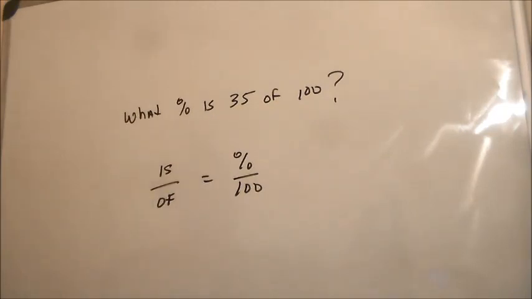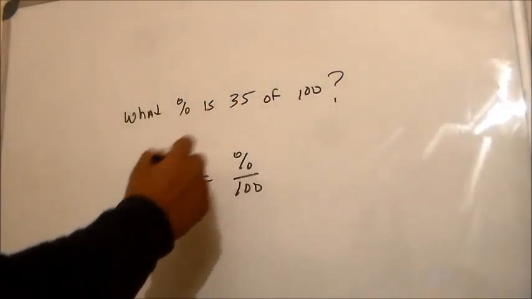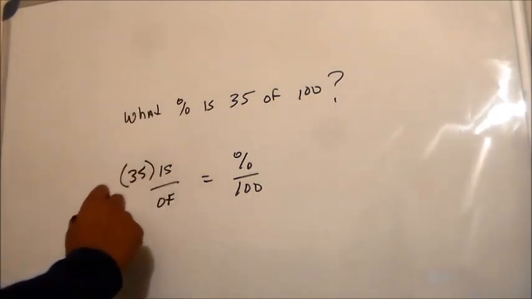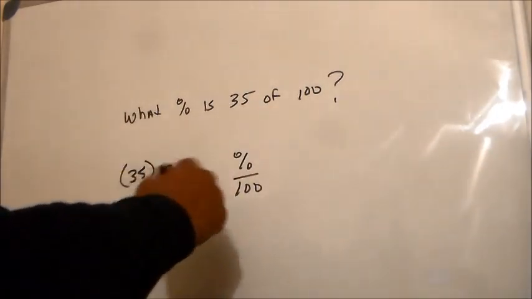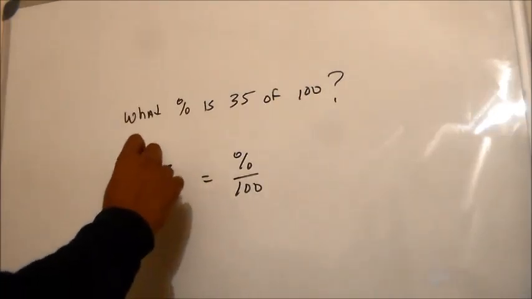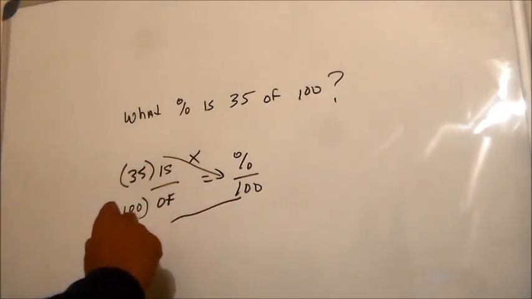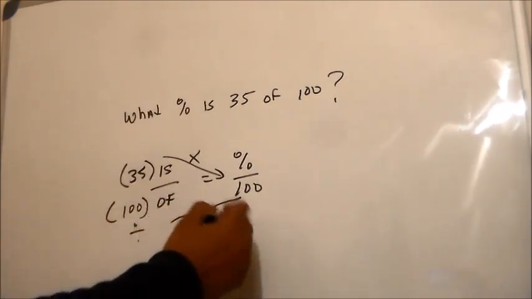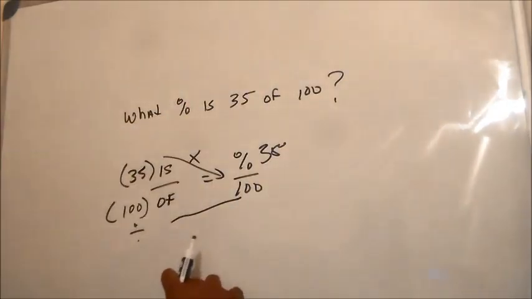What I mean by that is, you want to know what percent is 35 over 100. So I will put 35 here, and I will put 100 here, because 35 goes up top of 100. If I multiply 35 times 100 and then divide it by 100, we would have 35%. What percent is 35 over 100? It is 35%.